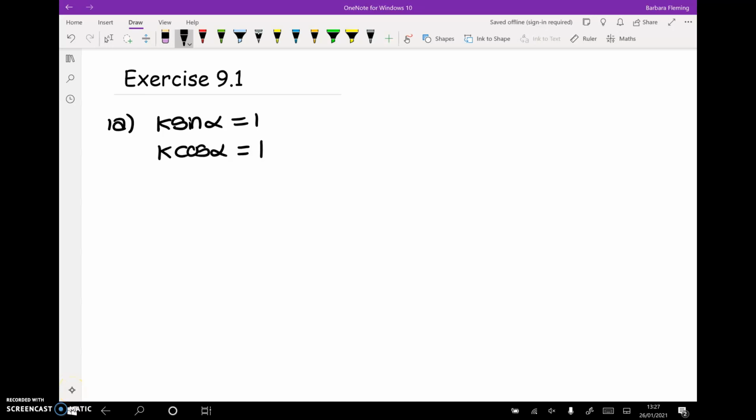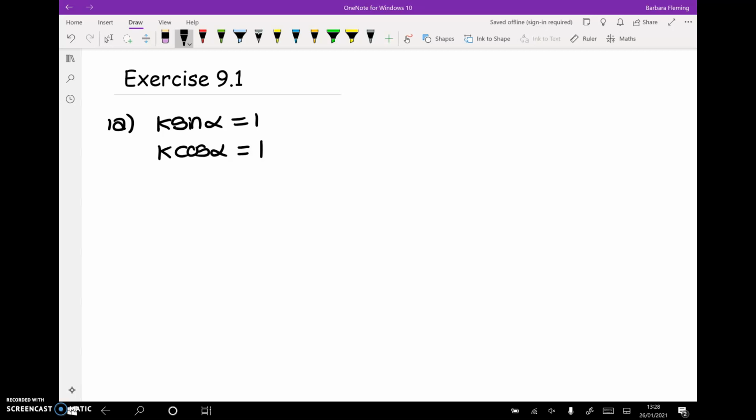In this video, we're going to look at the first question of exercise 9.1. So we're looking at the wave function here. We're solving the following pair of equations where k is greater than 0 and alpha lies between 0 and 360. Just writing the two equations on top of each other, we've got k sine alpha equals 1 and k cos alpha equals 1 as well.